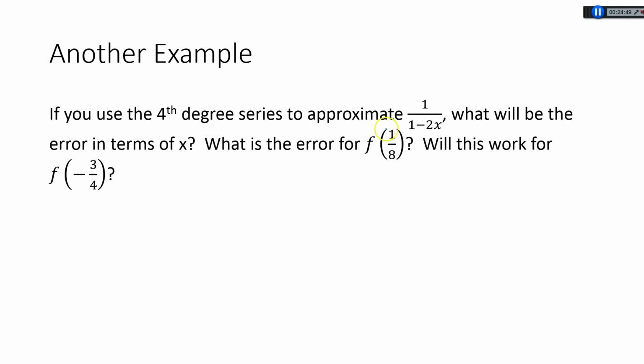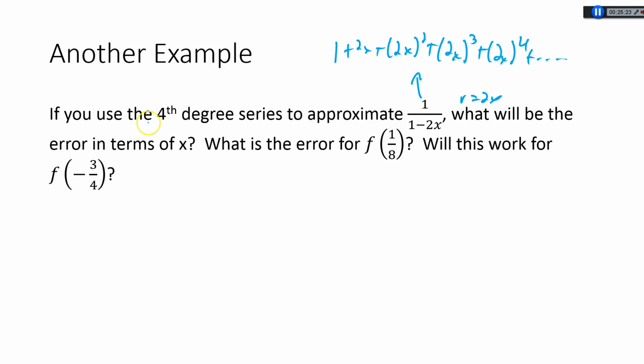So if you use the fourth degree series to approximate 1 over 1 minus 2x, what will be the error in terms of x? What is the error for f of 1/8? And will this work for f of negative 3/4? So let's see what this is all about. First, let's figure out what the fourth degree series is to approximate this. Well, I know that as a series, our first term is 1. Our r here is 2x. So it's going to be 1 plus 2x, plus (2x) squared, plus (2x) cubed, plus (2x) to the fourth, and then forever and ever that goes on.